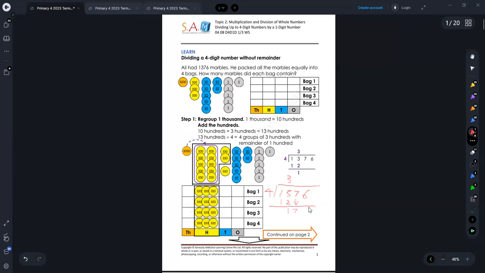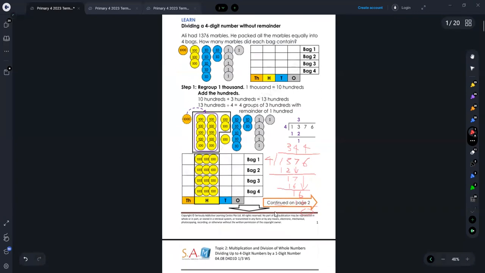So next thing again: can 17 be divided by 4 without remainder? No. What about the next number, 16? Yes. So 4 times which number equals 16? 4 times 4 equals 16. And then they work like that. Same thing, 1, and then bring the number down, 6. Same thing again: 16 can be divided by 4. Yes, 16 divided by 4 equals 4, or 4 times 4 equals 16. And so there is no remainder.